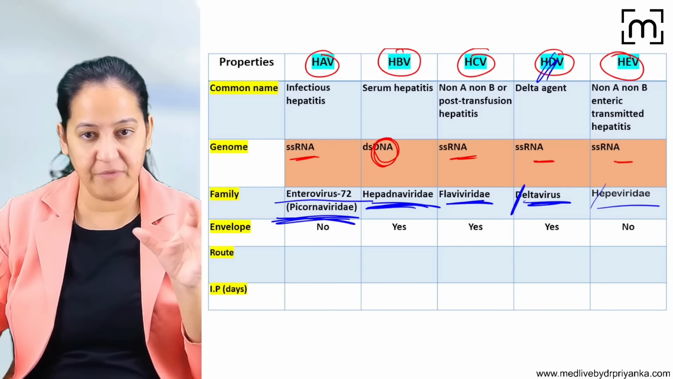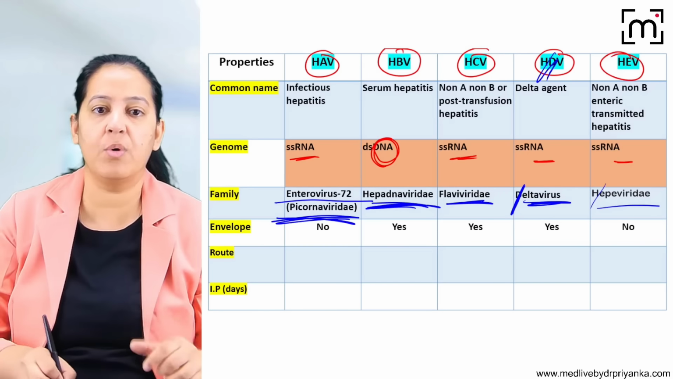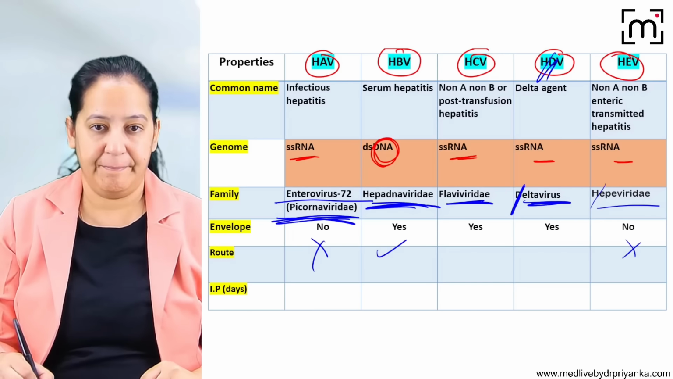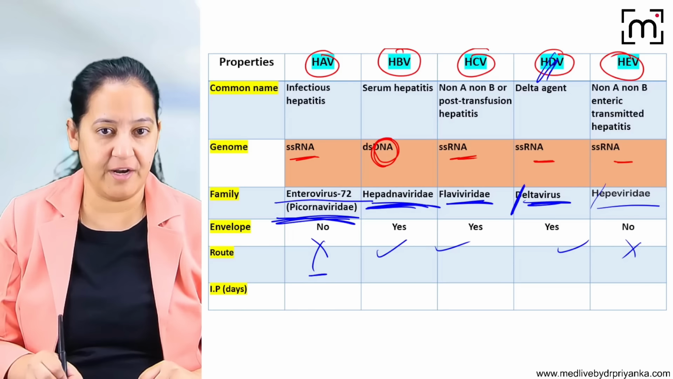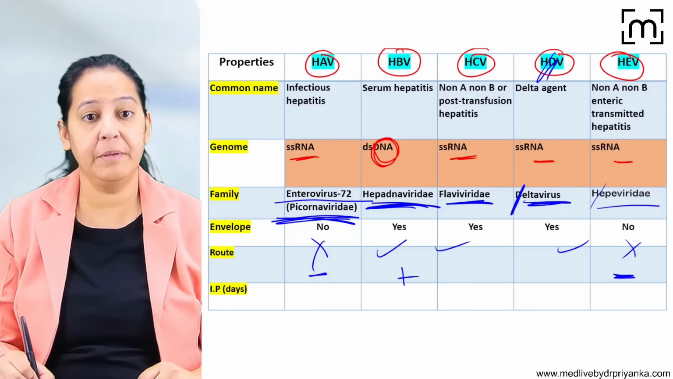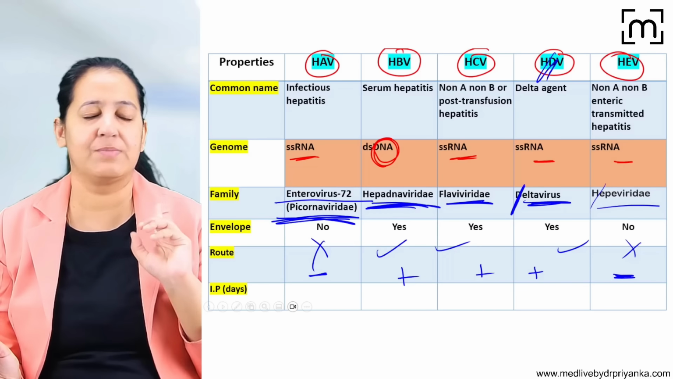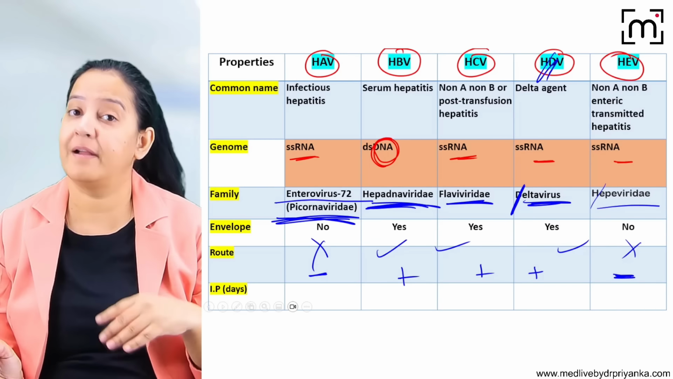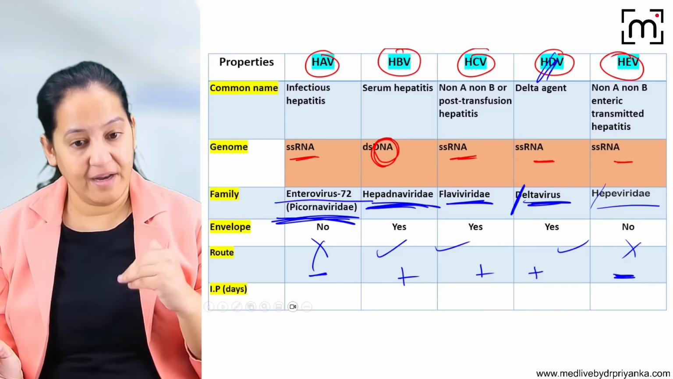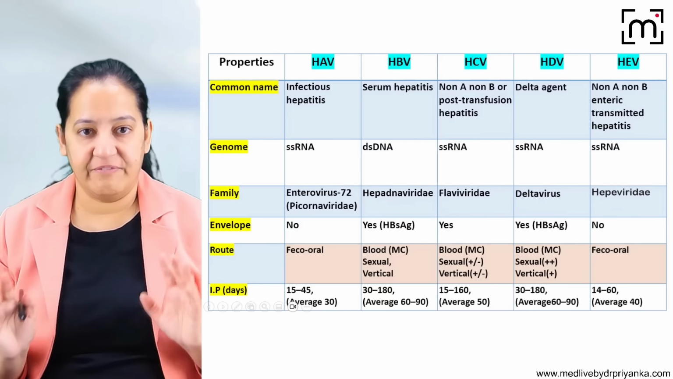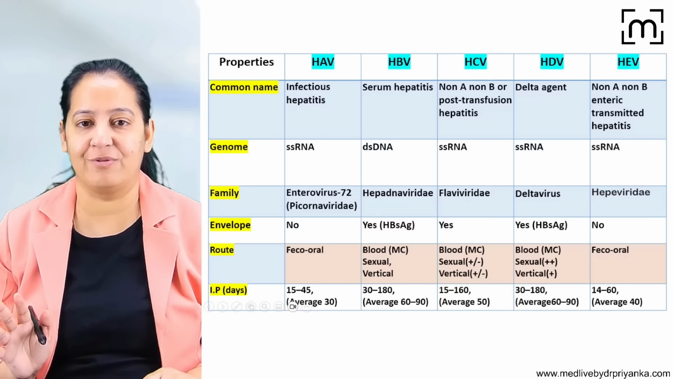Now, if you see the diagram of these 5 viruses, I will show you the diagrams also. A and E don't have an envelope, but B, C, D have the envelope. So first learn about the 5 types of viruses. Which of them is DNA? Which of them is RNA? Learn the families of all of them, and learn which of them are enveloped and which are non-enveloped. That is the first thing you have to learn.